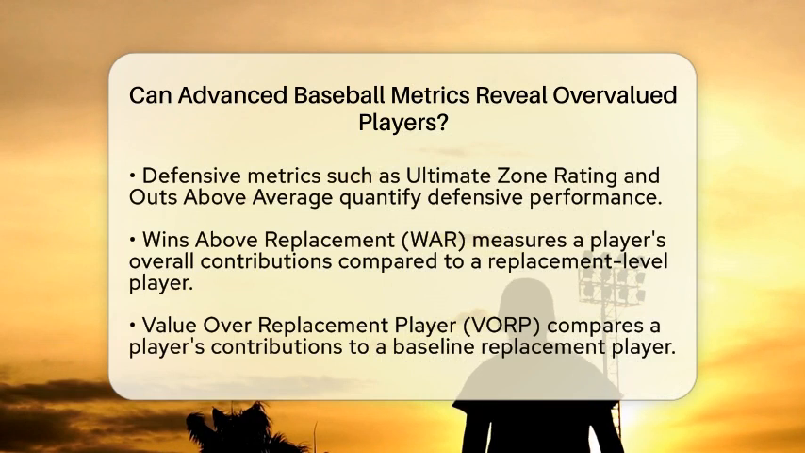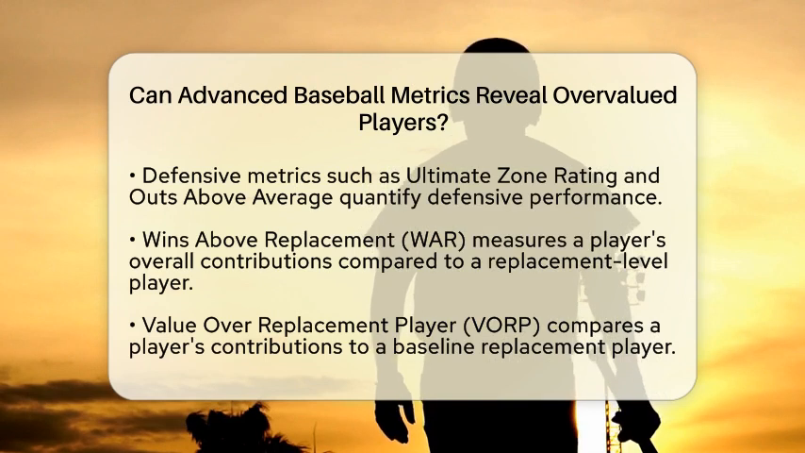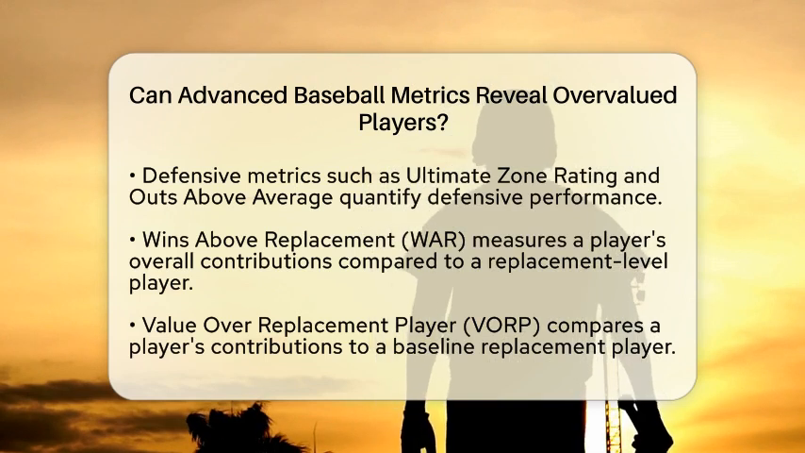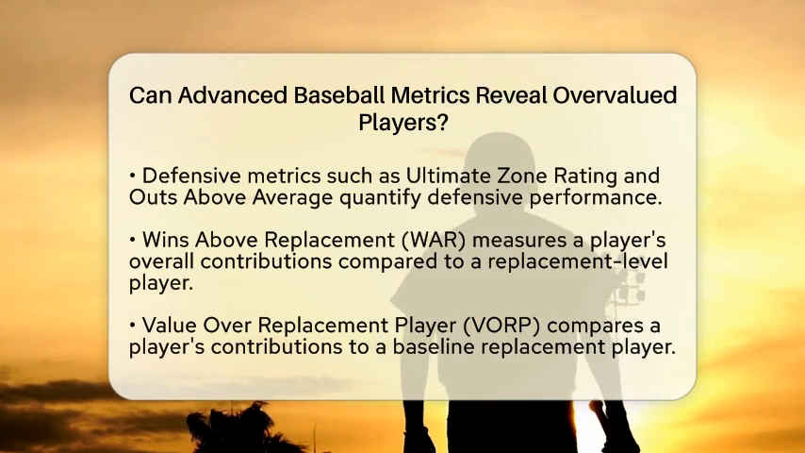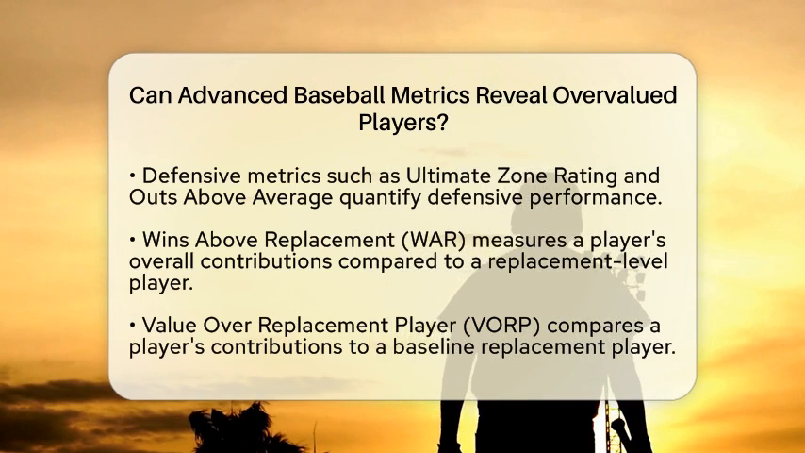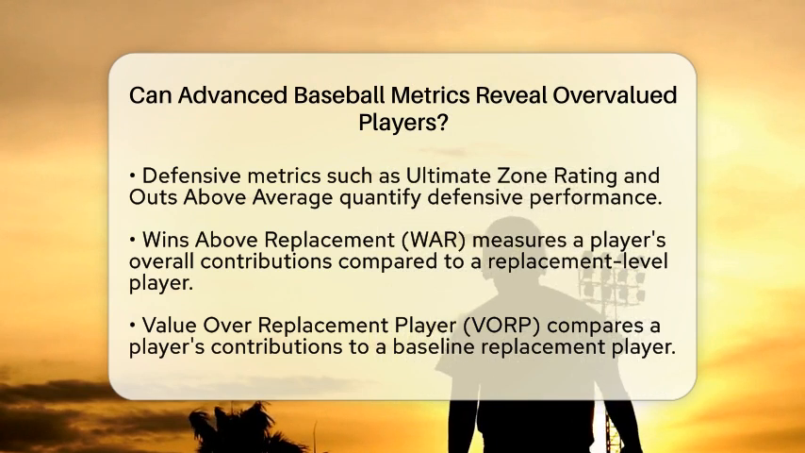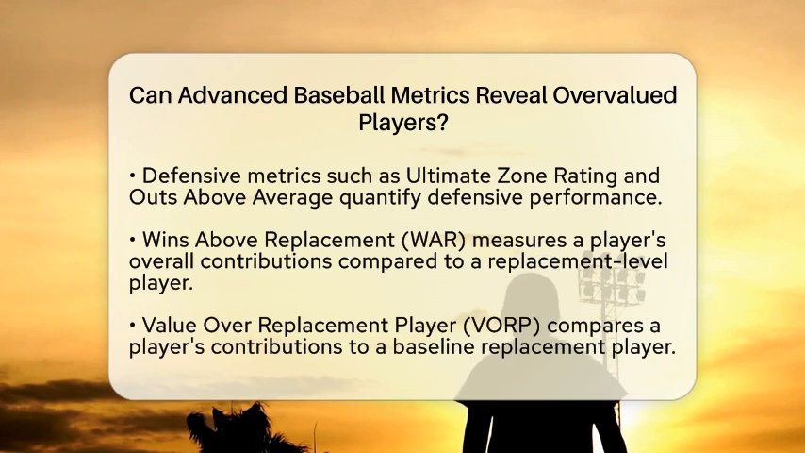One key metric is wins above replacement. This measures how many more wins a player contributes compared to a replacement-level player at the same position. It combines offense, defense, and base running into a single value. Another important metric is value over replacement player, which compares a player's contributions to a baseline replacement player.